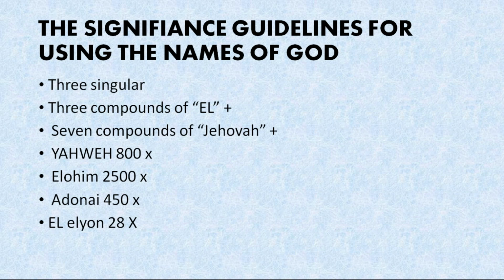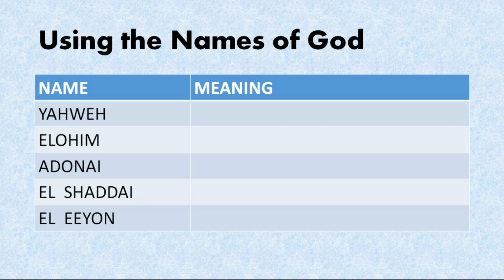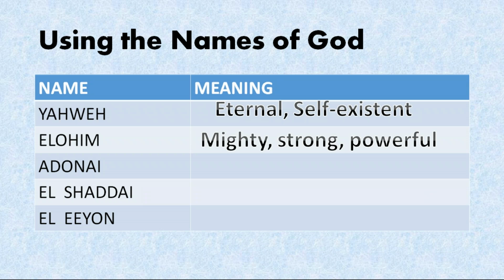So, with that in mind, let's begin to fill in the chart. First one is Yahweh. That name means eternal, self-existent, no beginning, no end. Yahweh is always there, has always been. Then you have Elohim. That means mighty, strong, powerful. And then Adonai means Lord, majesty, sovereignty, a person who is in control and worthy of worship.